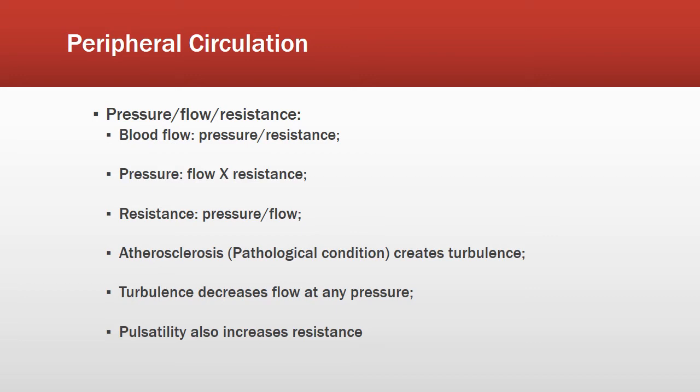Atherosclerosis, which is a pathological condition, creates turbulent flow. Turbulence decreases flow at any perfusion pressure, and pulsatility also increases resistance. Larger pressures are required for a given flow rate.